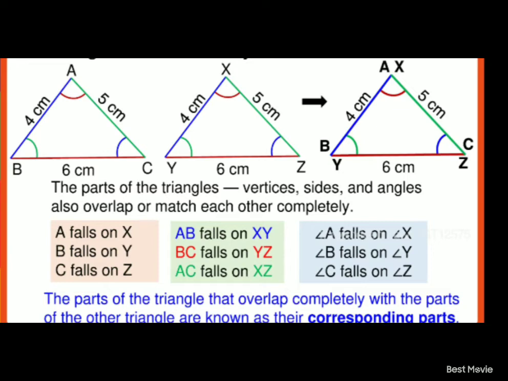These parts of one triangle that completely overlap with the parts of another triangle are known as corresponding parts. I hope corresponding parts is clear to everyone. So let's go to the next one.